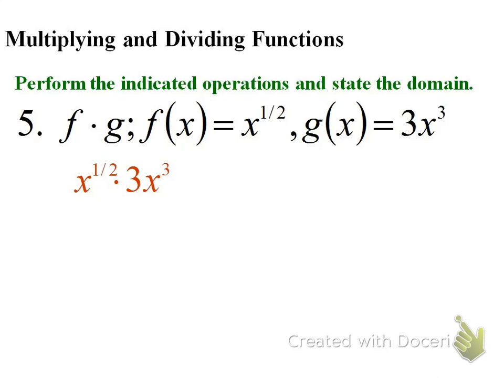So you multiply the coefficients first. 1 times 3 gives us 3. What do I do with those exponents? You add them, yes. You can add them in your calculator, you can get common denominators, but either way you should come up with this 7/2. Yep. So 3x to the 7/2.